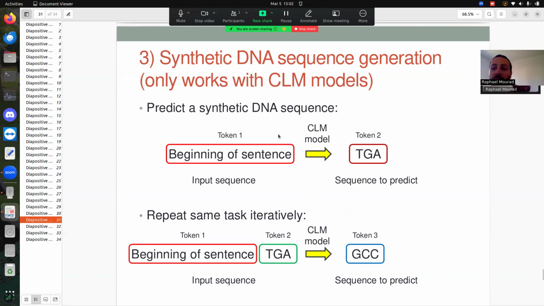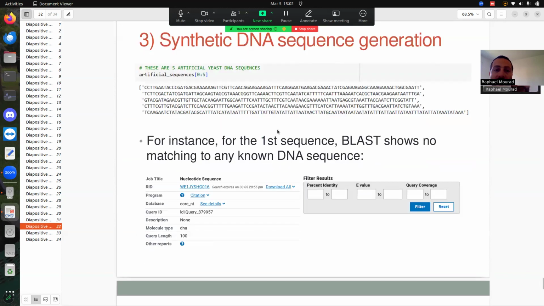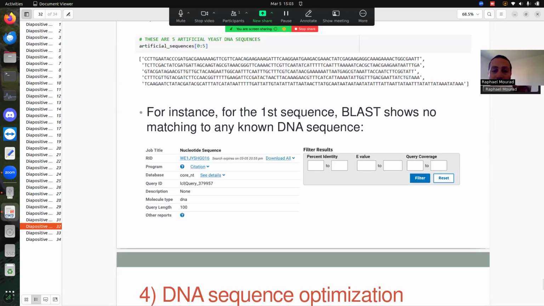If you do it from a large language model that was trained on the yeast genomes, then you'll predict DNA sequences that are similar to yeast genome sequences. So for instance, here, that's what I've done. I generated 5 DNA sequences from a model that was pre-trained on the yeast genome. Then I wanted to check: are these DNA sequences totally new? So I took the first sequence and I blasted it. I used BLAST, and BLAST showed no matching to any known DNA sequence. So you can see that it's indeed a new DNA sequence.